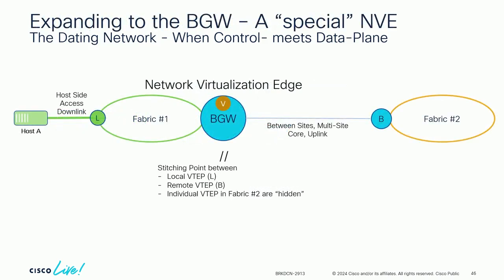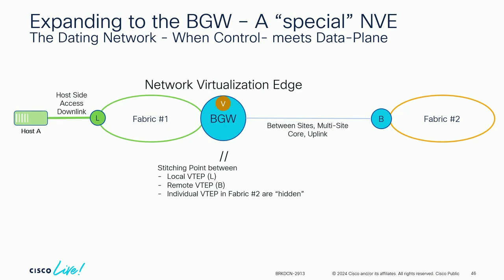Let's make it a border gateway. All right. We actually added a remote fabric with another border gateway there. So now we have border gateway to border gateway communication, which means now we have two sides, and now it becomes a border gateway at that point, where the function of understanding of local VTEPs, remote VTEPs, and that tunnel stitching comes in.